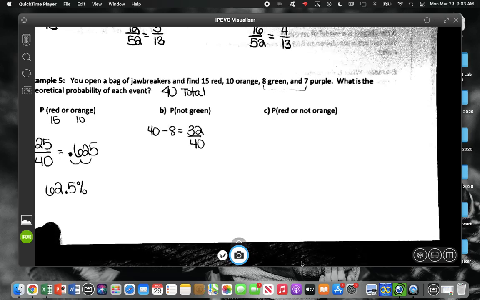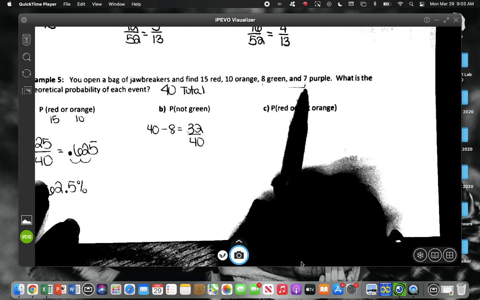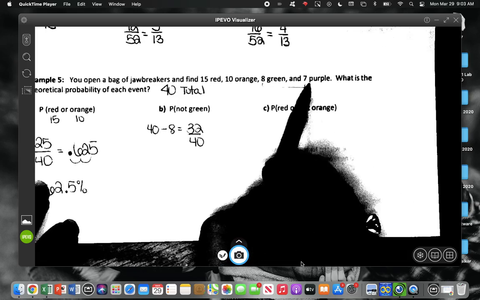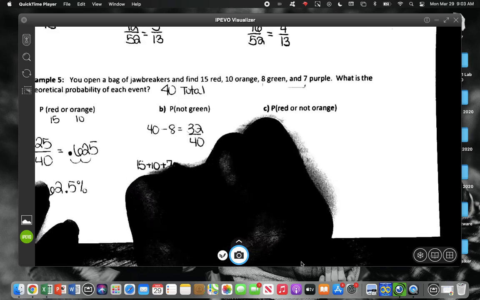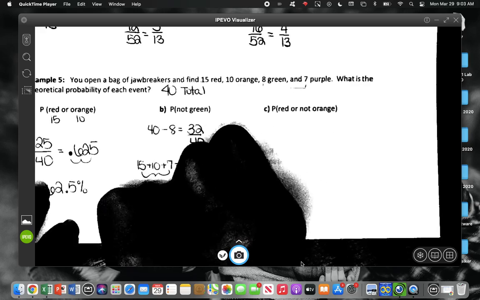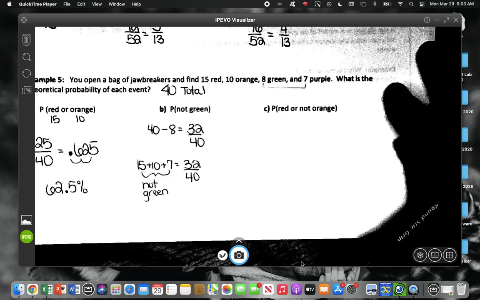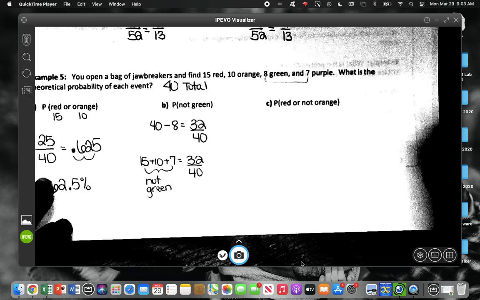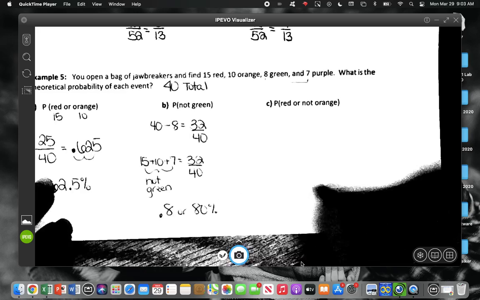Add them all besides the green. All right, you could add them all up besides the green. So some people would say, well, I'm just going to add up the ones that are not green. So 15 red and 10 orange is 25 plus the 7 purple. Some people take the total minus the green. I don't care which way you do that, but what is 32 divided by 40? What's the decimal? 0.8 or 80%.